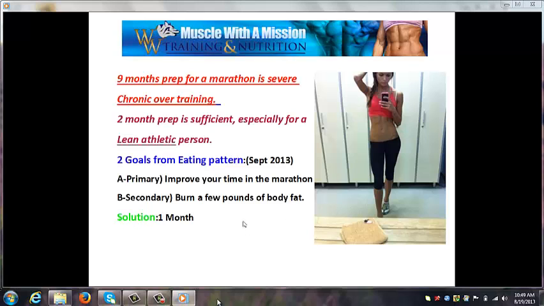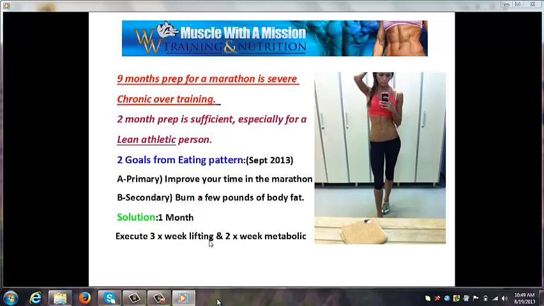So here's the solution. Here's the answer to her question. Number 1, being 9 months out, this is our goal. And this email was just sent a few weeks ago, by the way, so it's a current email. Okay, so number 1, our solution is 1 month, get out all that running your coach has you doing, and do 3 total body lifting sessions per week. That's it. 3 per week.